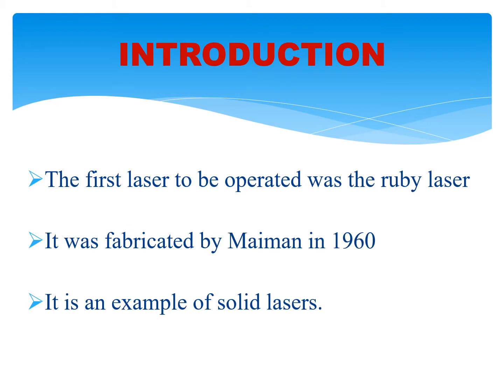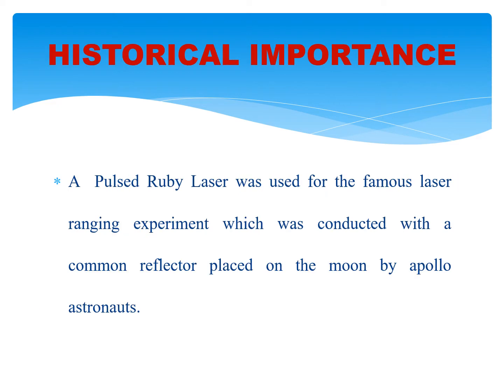Introduction. The first laser to be operated was a ruby laser. It was fabricated by Maiman in the year 1960. It is the best example of solid state lasers. Historical importance. A pulsed ruby laser was used for the famous laser ranging experiment, which was conducted with a reflector placed on the moon by Apollo astronauts.